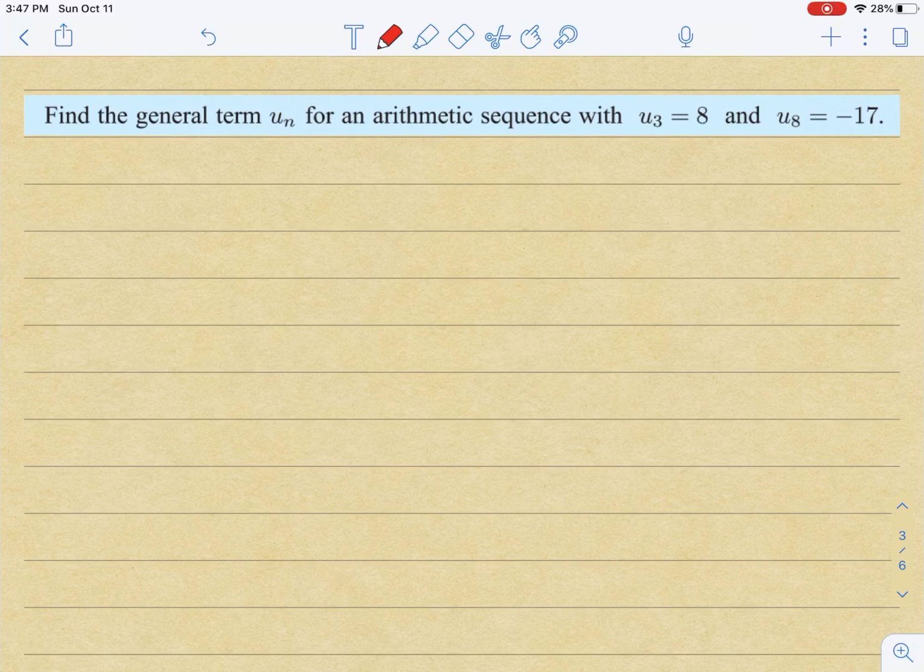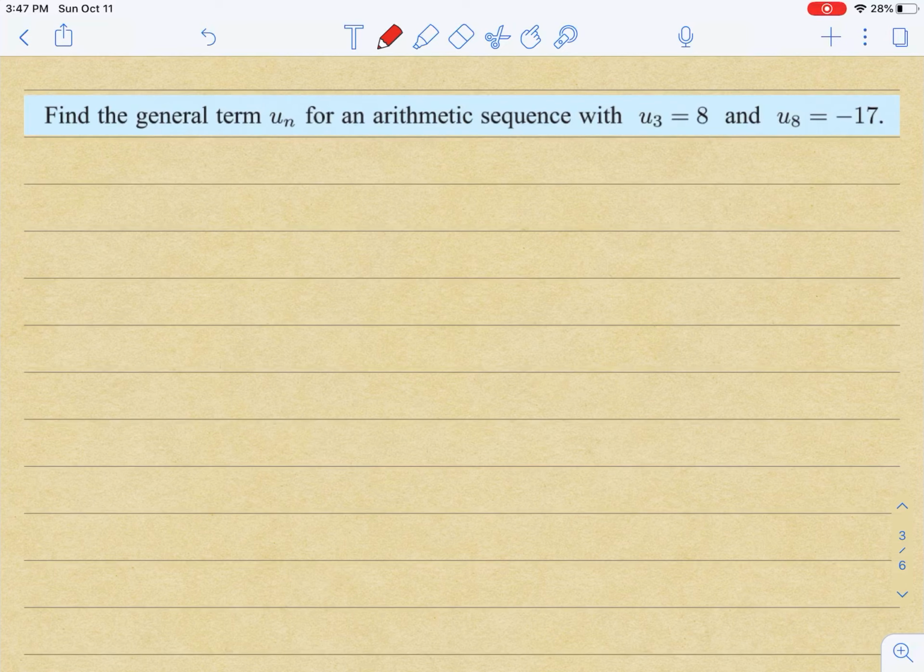Hello maths fans. So we're looking to find the general term un for an arithmetic sequence with u3 equal 8 and u8 equals negative 17. I recommend pausing the video and seeing what you do know about this. See if you can get started.